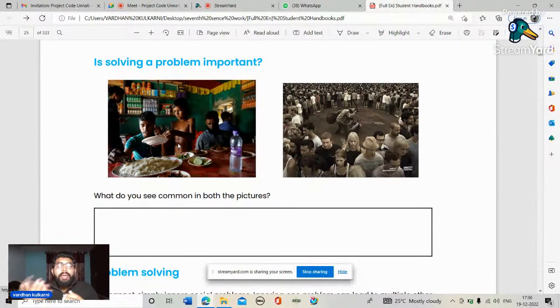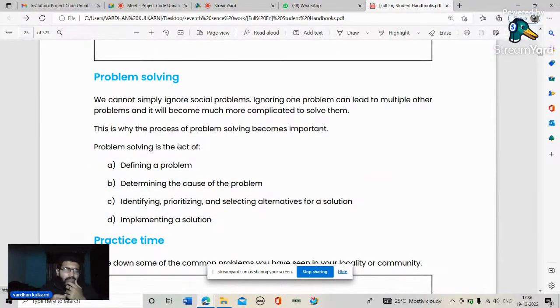Then again, in the second picture, it shows that if you're not trying to socialize people, if you're not trying to solve the social problems, then what kind of a social lifestyle are you living in, right? So these are the common factors in both pictures. So what is problem solving? Problem solving is basically when you define a problem, determine the cause of the problem, identify, prioritize, select alternatives for a solution, and implement a solution. Problem solving requires all these acts, right?